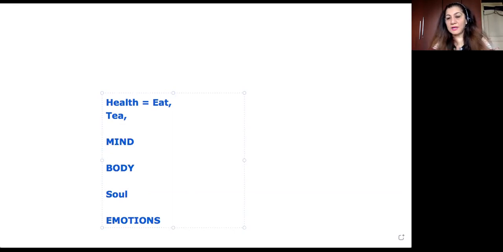I've given you a small hint on the top how to break down the words. Each word has many words in it. Rack your brain. इसे माइंड क्यों बोला गया? इसे बॉडी क्यों बोला गया? इसे सोल क्यों बोला गया? Emotions, why emotions? Rack your brain. I'm repeating again. These are 5 words that I want you to unravel. Health, mind, body, soul, emotions.